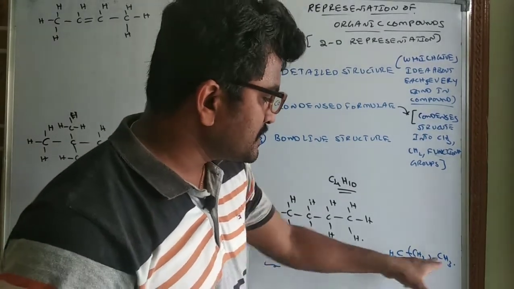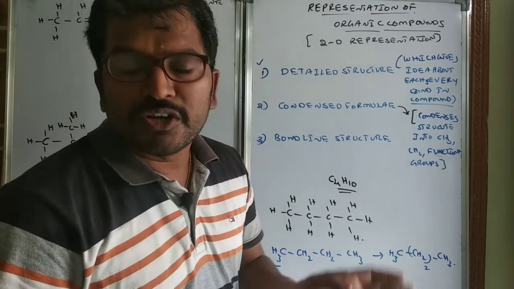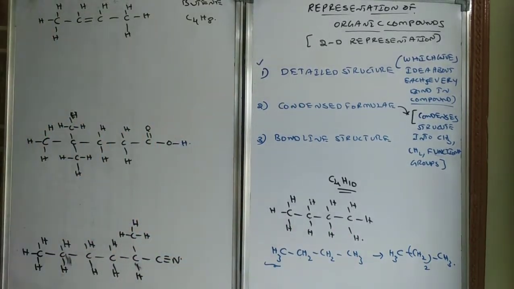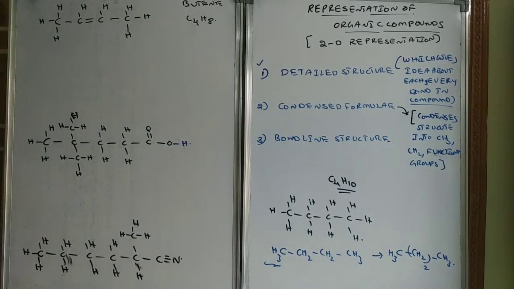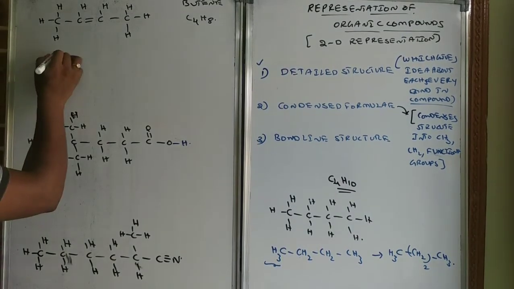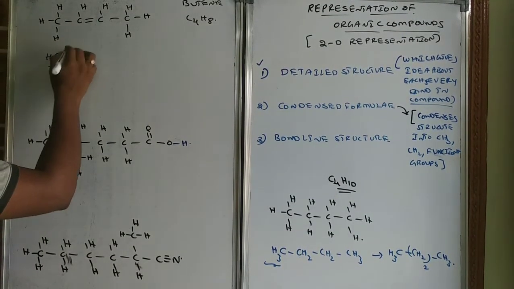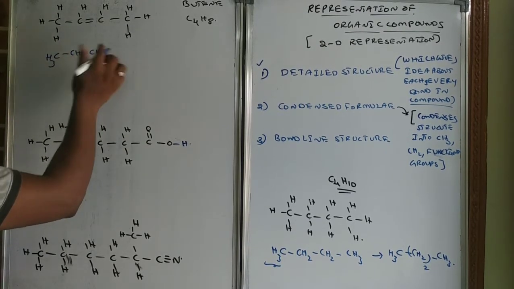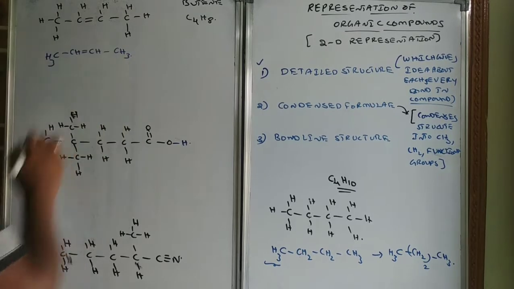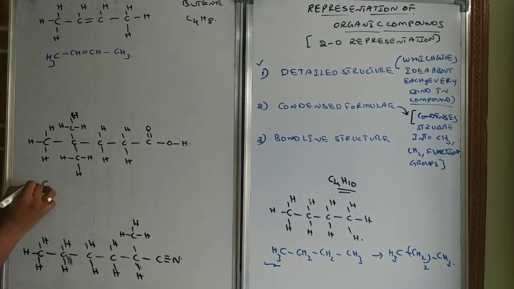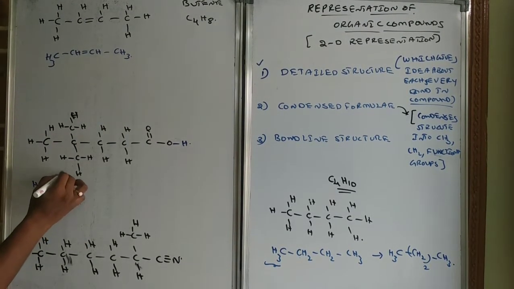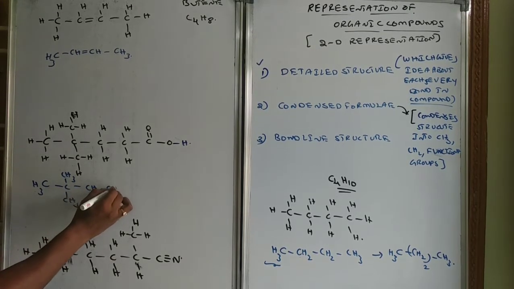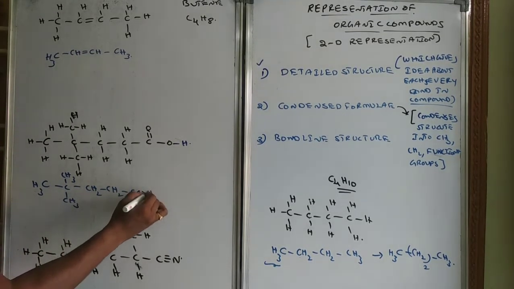We can't write this CH3 twice and CH2 twice. We should not write like that; we have to write like this. If you take this one, how to represent it? This side CH3 is there, then CH double bond CH. You can't condense this further, and you will write CH3. This one you see, CH3, CH3, CH3, CH2, CH2, COOH.